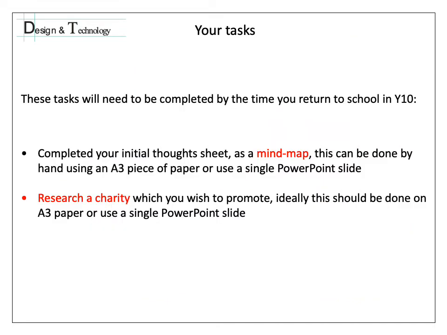So your two tasks. The first task is to complete a mind map of your initial thoughts. I want this to be A3 size paper if you've got A3 paper. If not, do it on a single PowerPoint slide and just fill the page up with your initial thoughts. Your second one is your charity research. Basically, you're going to find a charity you wish to base your money box and your design on, and then research that charity. Again, use an A3 piece of paper or a single PowerPoint slide. It would probably be better to use a single PowerPoint slide with this because you'll be using the internet to do your research.